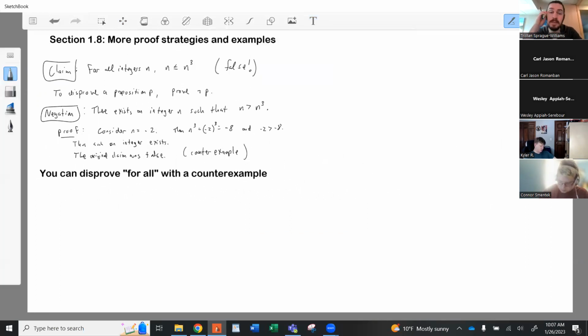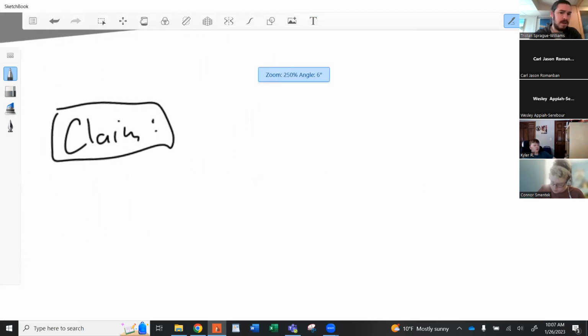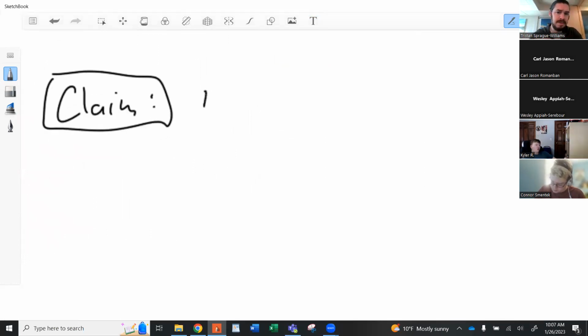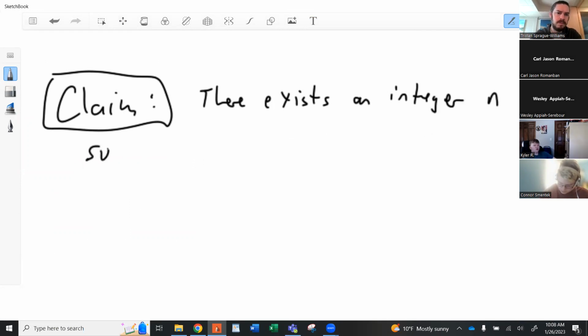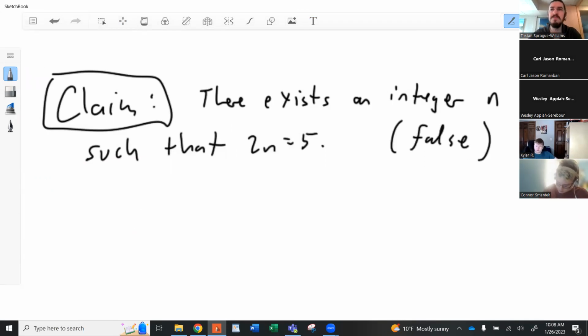There's an example. That example was disproving a for all statement using a counterexample. Let's look at another one. For this one, let's look at the claim: there exists an integer n such that 2n equals 5. This is also false, right? There's no integer that when you double it, you get 5, right? Because 5 is not an even number, 5 is an odd number.